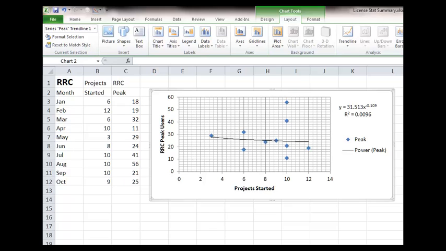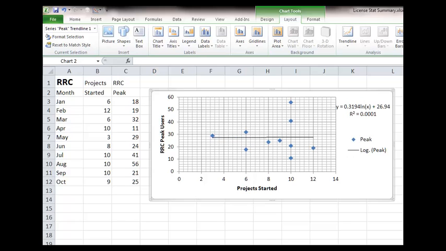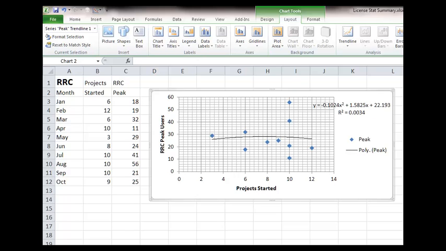Likewise, looking at a power plot, we don't get any improvement on the R squared either. Exponential is a poor predictor as well, and as a matter of fact, what we're seeing is RRC peak users going down as more projects get started, so we know that's not right. Logarithmic, likewise, does not seem to be useful at all. And while polynomial gives us kind of an interesting pattern, it suggests that as more projects get started, peak users roll off, and that also tells me that there's not a really good relationship between project starting and peak users.